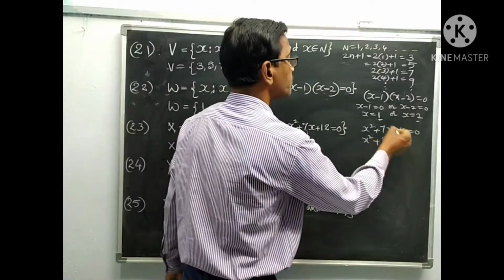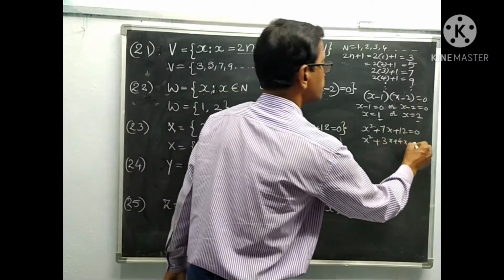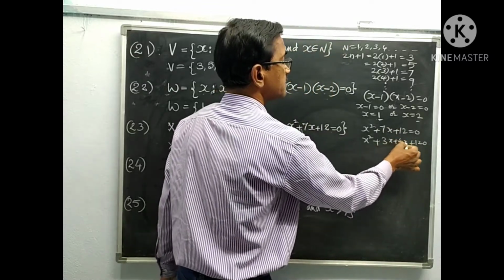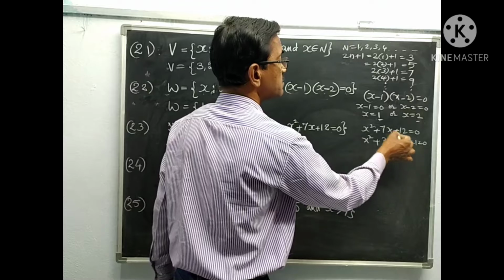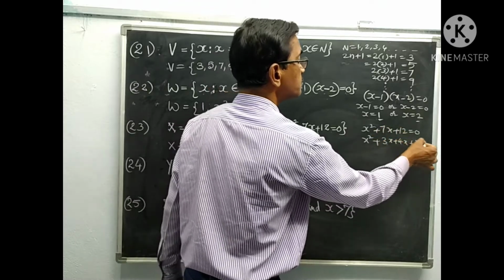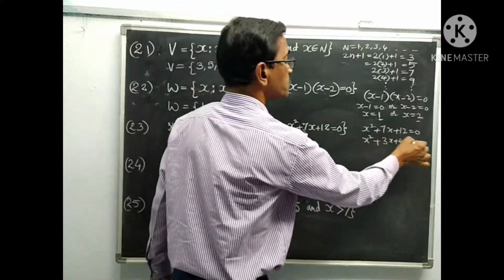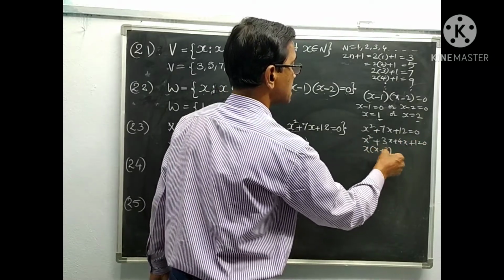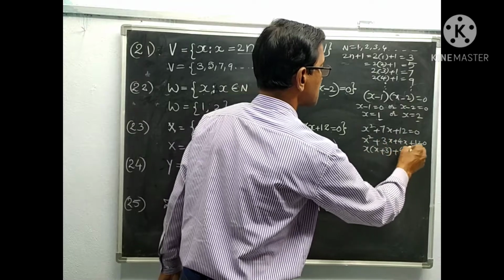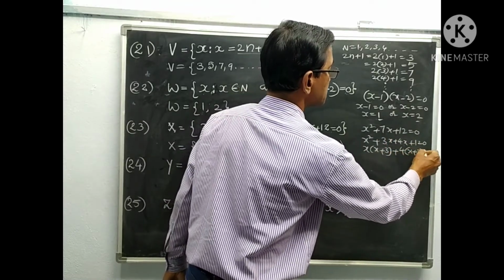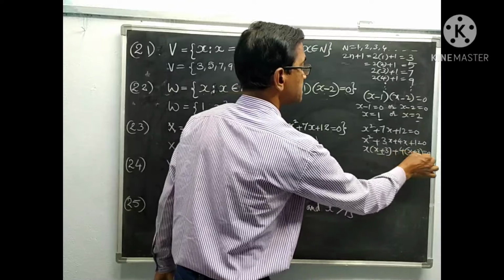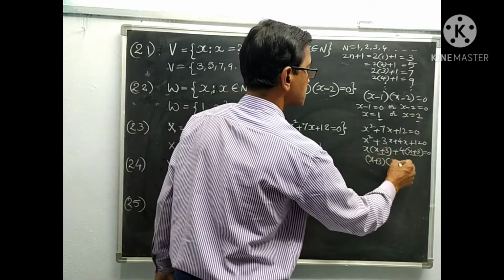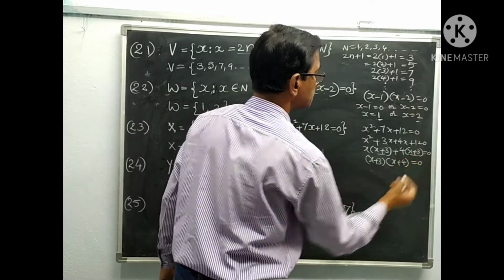x square plus 3x plus 4x plus 12 is equal to 0. We have to split 7 such that the sum of two numbers should be equal to 7x and the product should be equal to this 12. 3 into 4 is 12, 3 plus 4 is 7. So here x into x plus 3, x is the common factor. Here 4 is the common factor: 4 into x plus 3 is equal to 0. Again x plus 3 is the common factor, then the remaining numbers make a factor equal to 0.